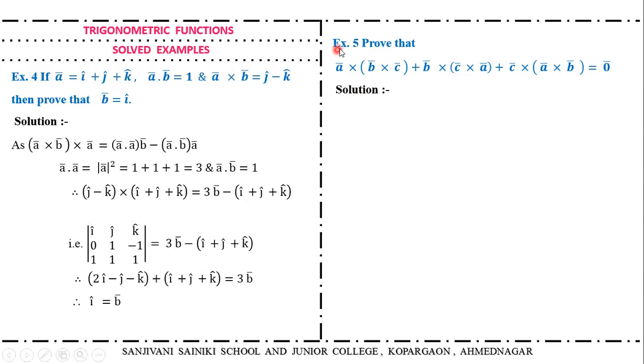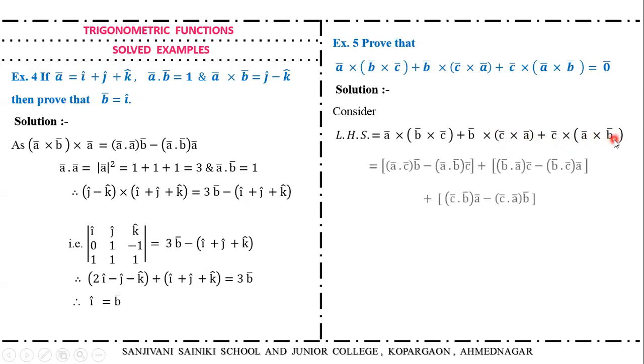Now moving further, example fifth: A bar cross B bar cross C bar plus B bar cross C bar cross A bar plus C bar cross A bar cross B bar is equal to 0. We have to prove that it is equal to 0. So consider the left hand side: A bar cross B bar cross C bar plus B bar cross C bar cross A bar plus C bar cross A bar cross B bar.